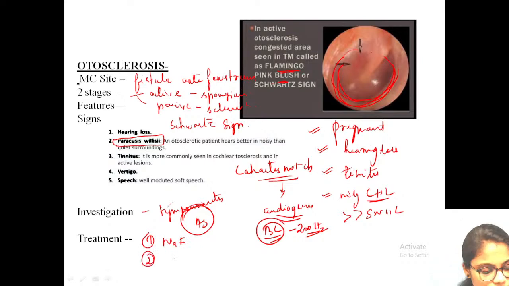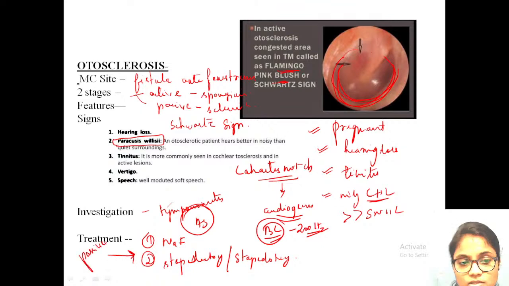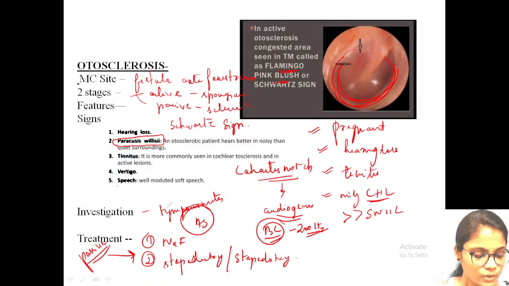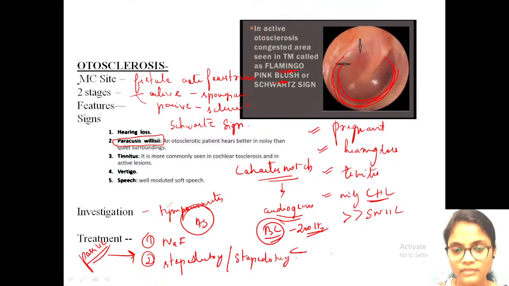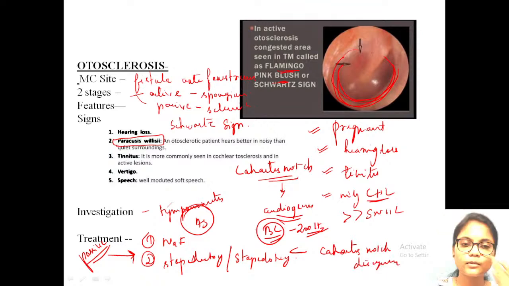The second kind of treatment is stapedectomy, or else you can go by way of stapedotomy. Very important. When you do stapedectomy or stapedotomy, the indication is sclerosis, not spongiosis, in the passive stage. What is the important feature we have to remember? Carhart's notch disappears in the audiogram. These are all very important things you have to know in view of otosclerosis.